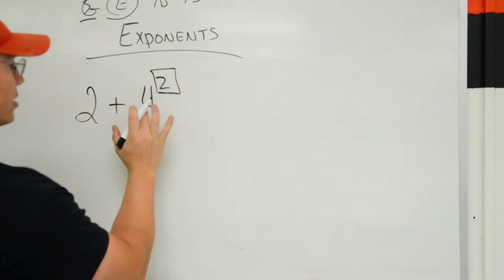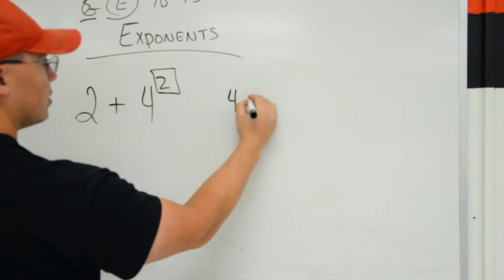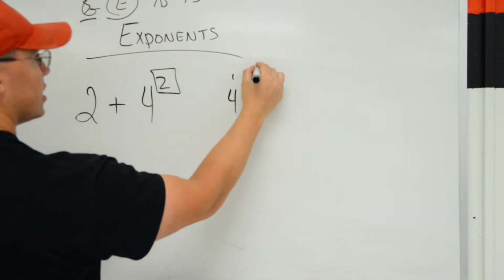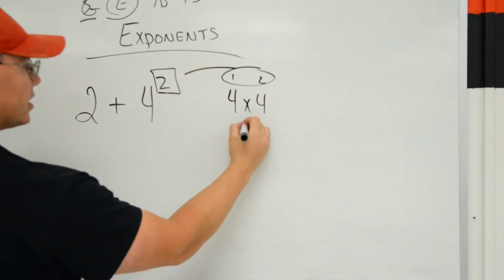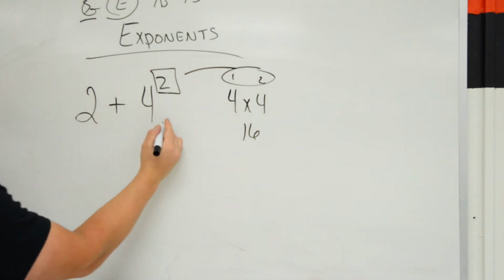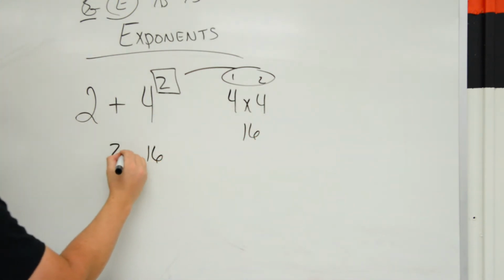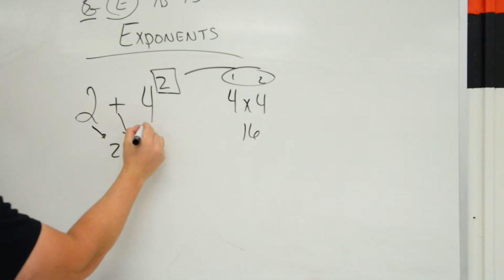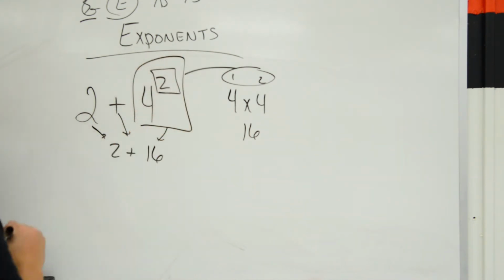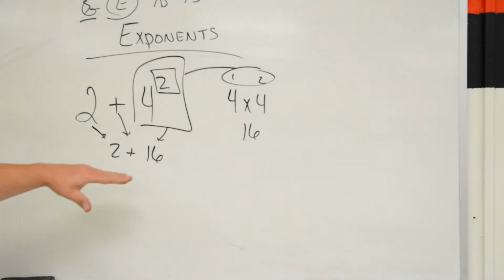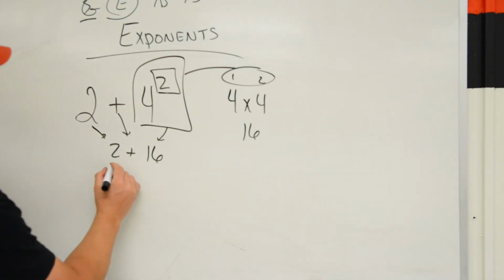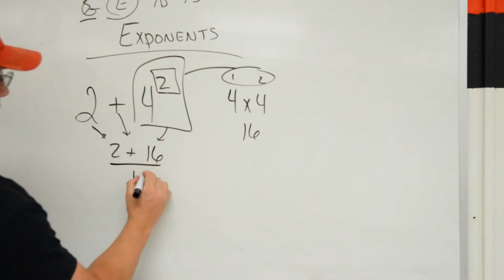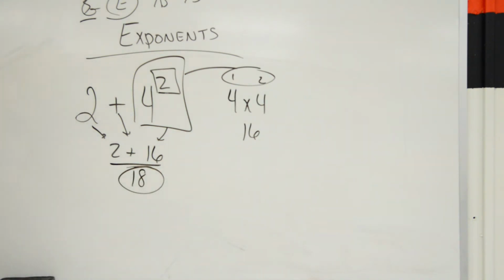Remember, that's telling us how many times we got to multiply this. There's your first one and your second one. Okay, that's going to give us 16. So as we bring all this down, there's where we got the plus sign, there's where we got our 2. The 4 to the 2nd power, or 4 squared, is going to give us 2 plus 16, and we just solve that. 2 plus 16 gives us 18. That would be our answer with that. Okay, so that's how the exponents work.